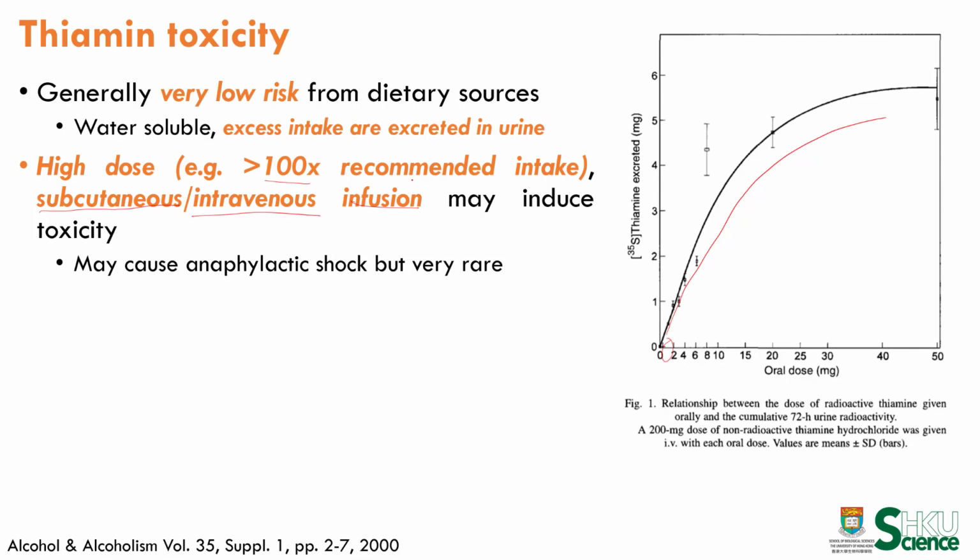In dietary sources, the absorption is through simple diffusion, so it is saturable. So there's only so much you can absorb. Anything exceeding the saturation of the absorption limit is not going to be absorbed efficiently, and the transporters are not going to pump the thiamine across because the dose is too high. But when you do it intravenously, you bypass all of these. So it might indeed cause anaphylactic shock, but that's very rare.